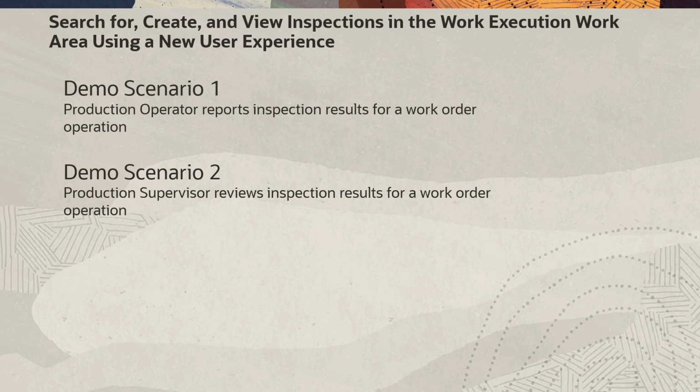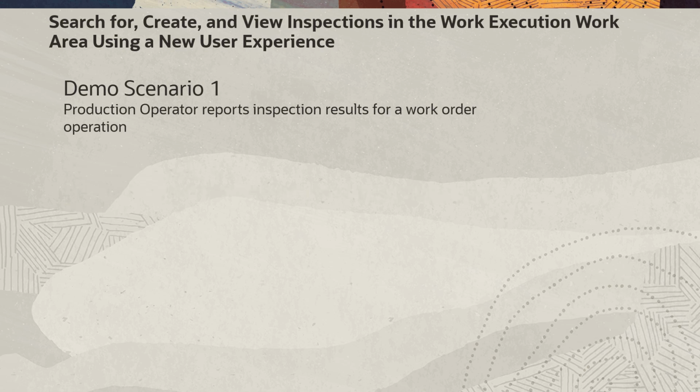We will see two demo scenarios. In the first demo, production operator creates inspection results for work order operation. In the second demo, we will see how production supervisor reviews inspection results for a work order operation. In this demo, we will see how a production operator creates inspection results for work order operation.